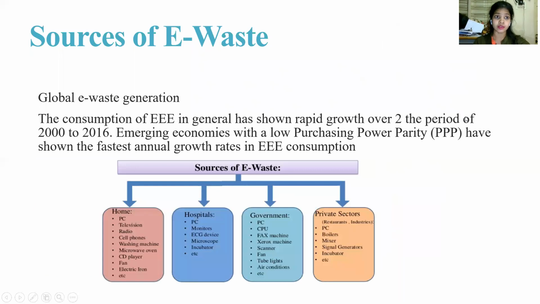So, what are the sources of the e-waste? Global e-waste generation. The consumption of the triple E, that is electrical and electronic equipment, has in general shown rapid growth over the period of 2000 to 2016. Emerging economies with low purchasing power parity, that is PPP, have shown the fastest annual growth rates in triple E consumption. Majorly, the sources of the e-waste are from home, hospital, government, and private sectors.